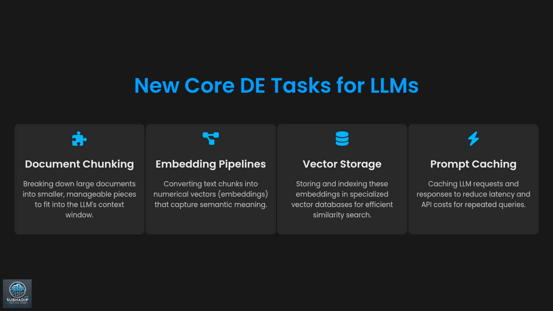First is document chunking, where we break large texts into smaller pieces. Second, we build embedding pipelines to convert these text chunks into numerical vectors. Third, we manage vector storage using specialized databases for fast retrieval. And fourth, we implement prompt caching to optimize performance and cost.